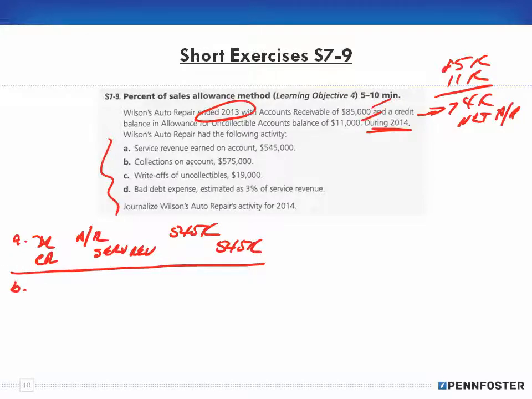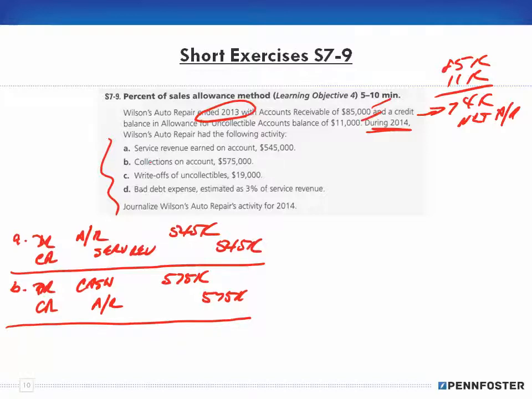B, collections on account. All right. So 575,000. Well, if I'm collecting on account, that means, ask myself, am I affecting cash? Yes, because I'm collecting on the account. So my cash is increasing, so I'm going to debit my cash for 575, and I'm going to credit something else. Well, what am I collecting on? I'm collecting on the account. Well, on account is my accounts receivable, right? So I'm going to credit 575. My accounts receivable is decreasing.